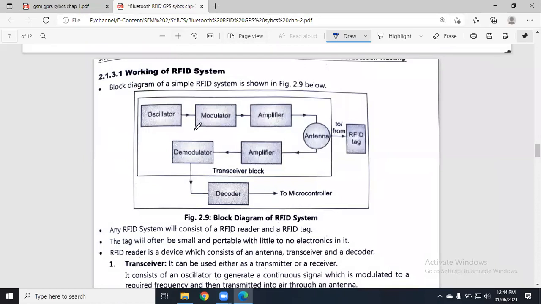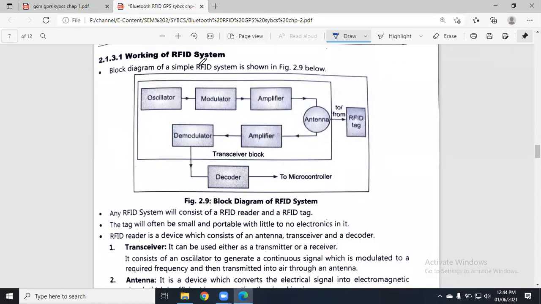Yes, ma'am. Okay. So the working of RFID system, how is this entire system going to work? For that, we need to study the block diagram of RFID. This is going to be very simple. Try to focus, and this is important as well. In the block diagram, first block, we have an oscillator. After that, there is a modulator, amplifier, antenna. Again, there is amplifier, demodulator, decoder. The output of decoder is given to the microcontroller. And output of antenna is to or from the RFID tag.